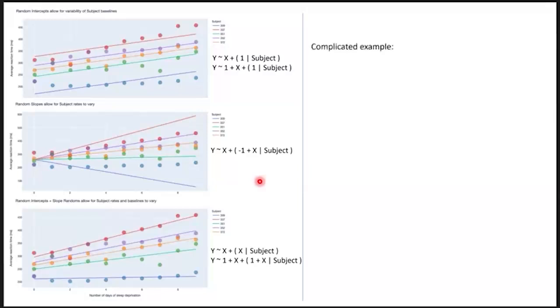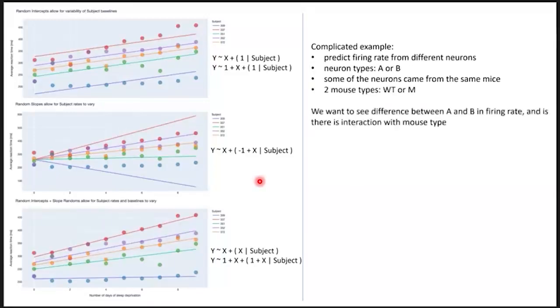Yeah. Okay, so let's do a complicated example. You can add it to your homework. Okay, I'm gonna go through this. We want to predict firing rates from different neurons. We have 2 neuron types, A or B. Some of the neurons come from the same mice, but we have 2 different mouse types, wild type or mutant. And we want to see if there's a difference between A and B. And we also want to see if there's an interaction with mouse type. And we also have to correct that some of the neurons came from the same mouse. So how are we going to write it?